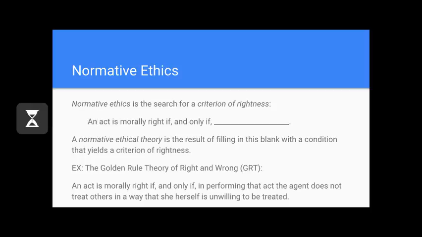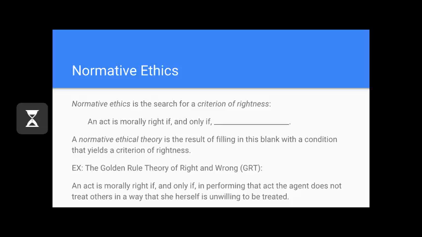A criterion of rightness is a condition that has two features. First, any action that satisfies that condition is a morally right action. And second, any morally right action is an action that has to satisfy that condition. So, a criterion of rightness is a condition that would properly fit in the blank in this sentence: an act is right if and only if blank. And we'll say that a normative ethical theory is the result of filling in this blank with such a condition.